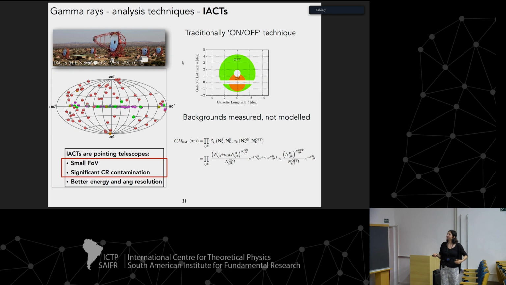Okay. All right, and traditionally, if you go to imaging Cherenkov telescopes, the technique used here is the so-called on-off technique. The only background that people typically take into account in Cherenkov telescopes is the cosmic ray background that is isotropic. This is because, as I was saying before, no diffuse emission, no large-scale emission is detected.